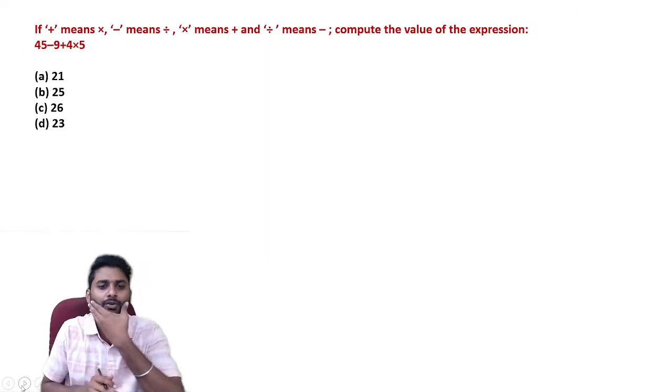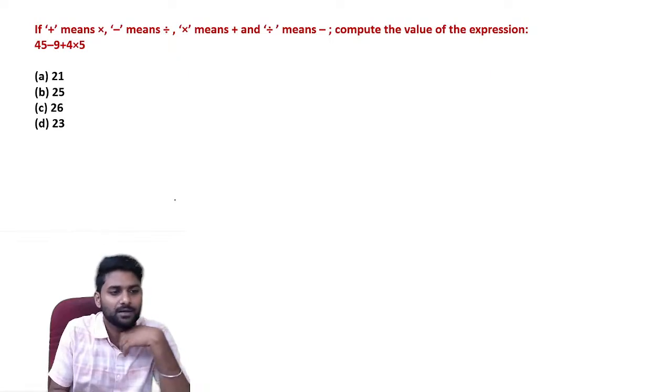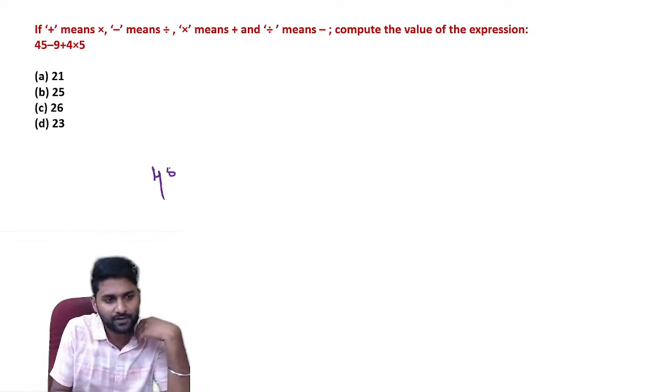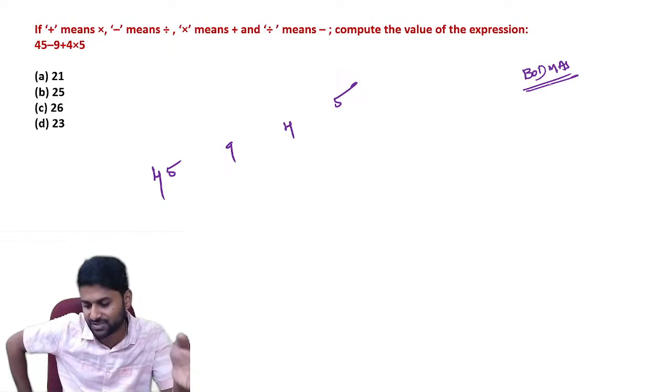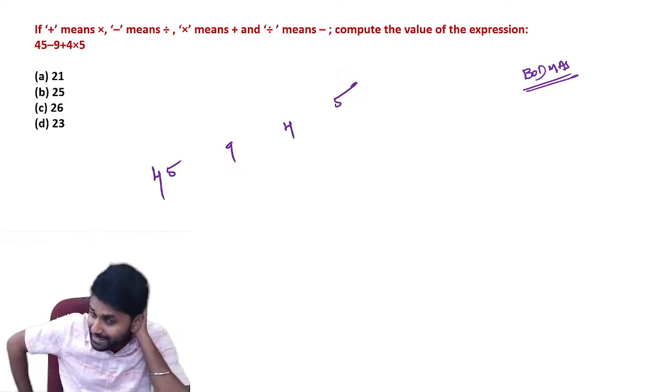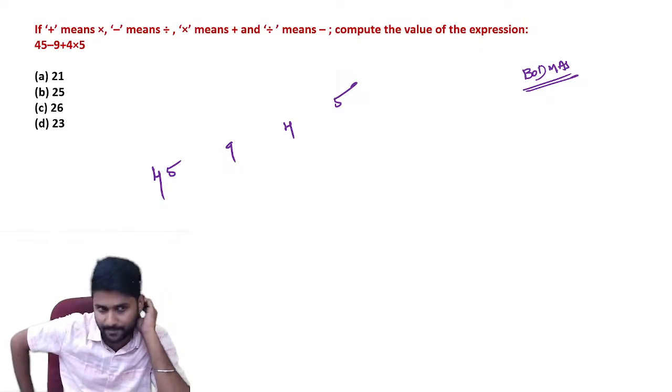Next. So we have to replace the signs here. Here the expression is 45 minus of 9 plus 4 into 5. Remember that if you go for any simplification, you should follow the BODMAS rule. You know that each element stands for: B stands for bracket, O for of, D division, M multiplication, A addition, and S subtraction.